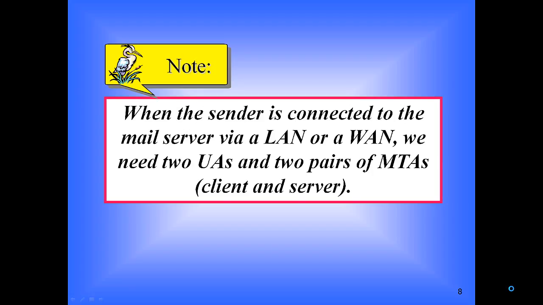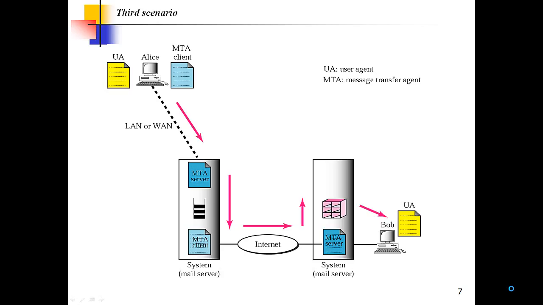So here's a note about that scenario. When the sender is connected to the mail server via a LAN or a WAN, we need 2 UAs, which we've had in the last 2 scenarios, and 2 pairs of MTAs, client and server. Now let me go back to that diagram. Notice that you see two MTA clients and 2 MTA servers.